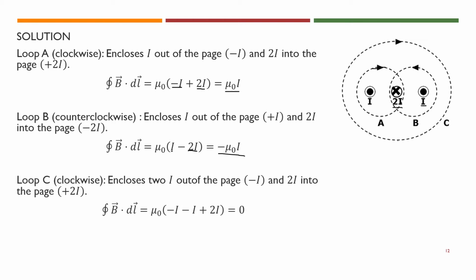Finally, we have loop C, which now encloses these three current sources, 1, 2, and 3. Adding them all together, we have the two I's pointed out of the page, so this is negative I, minus I, and 2I here, which now points into the page, so it has a positive sign. When we take the total line integral, it just turns out to be 0. However, in this example, we know that the field is nowhere found to be 0 as sourced by these three currents.